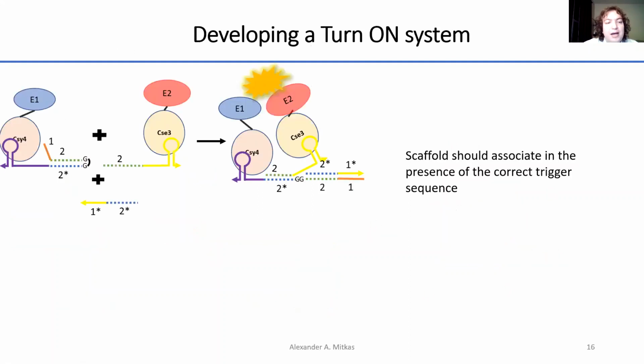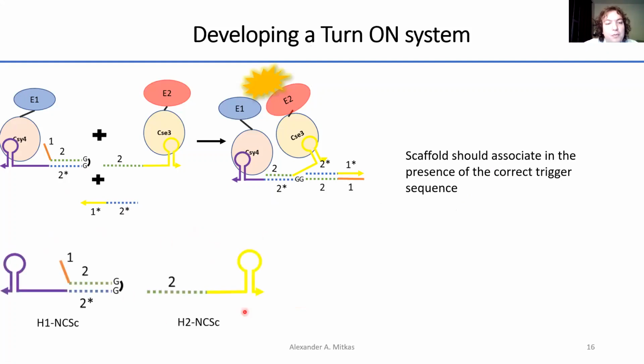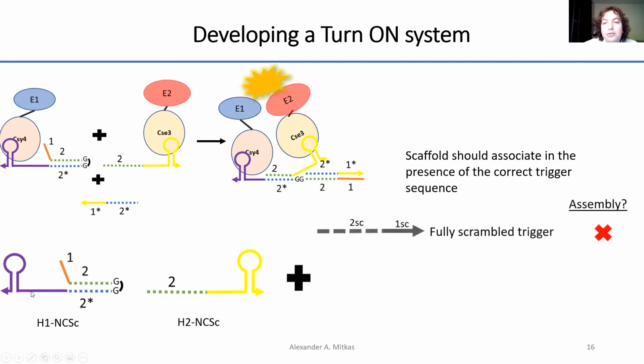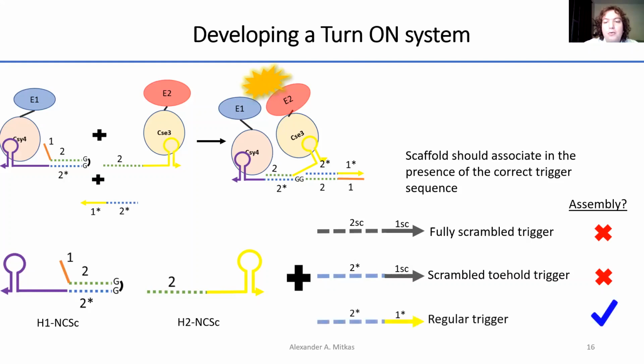In order to test this, we had a very similar system, except in this case, we constitutively expressed the 2 pieces of the RNA scaffold separately. And then to that, we added the inducible trigger that was either, again, a fully scrambled trigger, which should not assemble, a scrambled toe hole trigger, which should not assemble if the main driving force is toe hole mediated strand displacement, and finally a regular trigger, which should assemble if everything is working as expected.